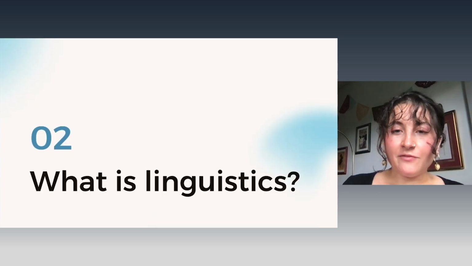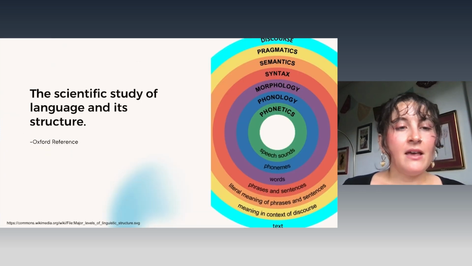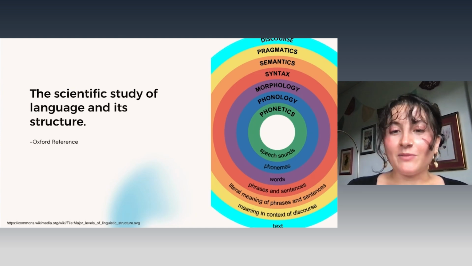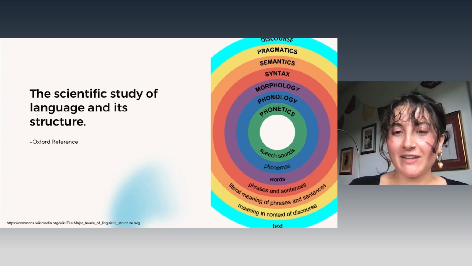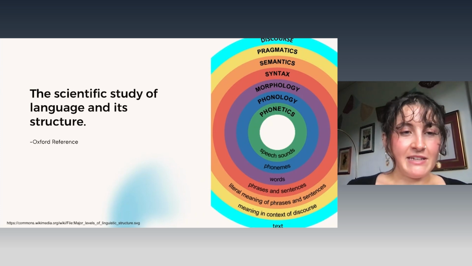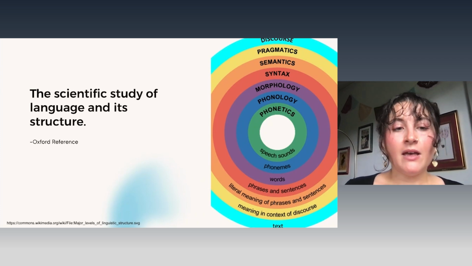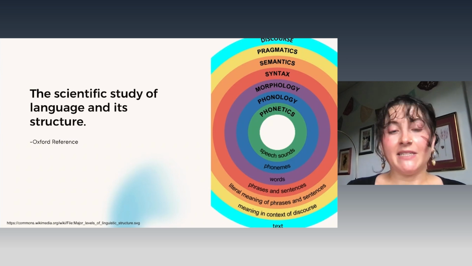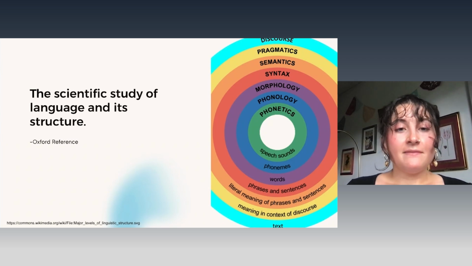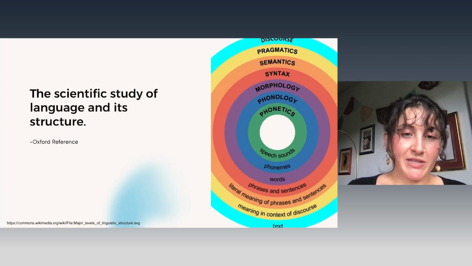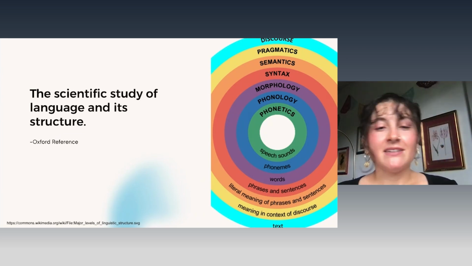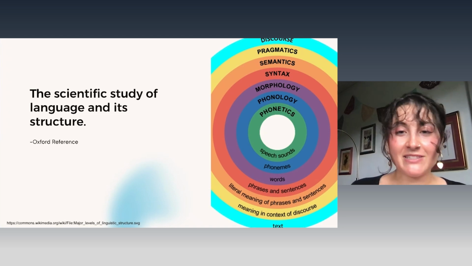All right, so what even is linguistics? So I grabbed this definition from Oxford, but really a lot of places have pretty similar definitions, and there's consensus on the definition, which is the scientific study of language and its structure. So as linguists, we use the scientific method, and we're interested particularly in looking at the differences and the similarities between languages. So of course, languages are very diverse, and there's many different qualities to each of them.